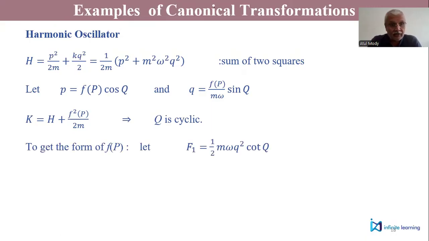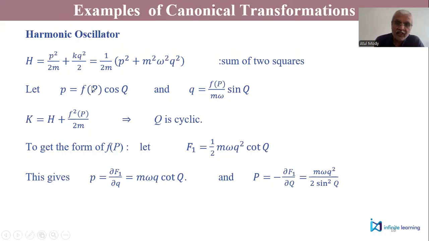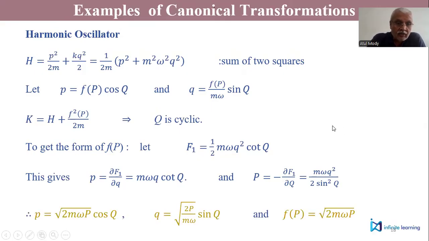All right. Now to get this form, of course, how do you decide this? It comes from some trial and error, because there is no straightforward rule which tells you. But let's try something like half m omega q squared cot Q as your generating function. You can see it's the first type, because it is dependent only on old coordinates and new coordinates. So this will give you old momentum as m omega q cot Q, and new momentum as m omega q squared by 2 sine squared Q. Now, you know what is small q?